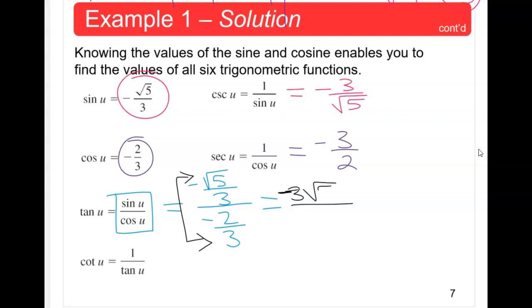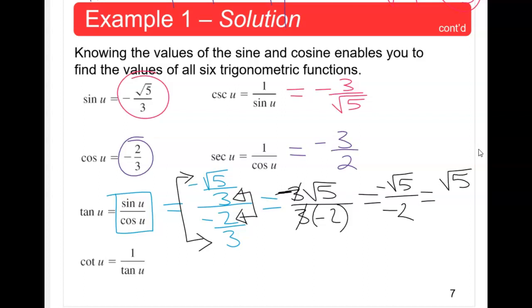And then the inner numbers are 3 times negative 2. So let's see what happens here. 3 divided by 3 is equal to 1. We may say they cancel. So then we have the square root of 5 negative, because we still have this negative sign, divided by negative 2. And so 2 negatives divided gives us a positive. So this will be the square root of 5 over 2. And that is the answer for tangent.